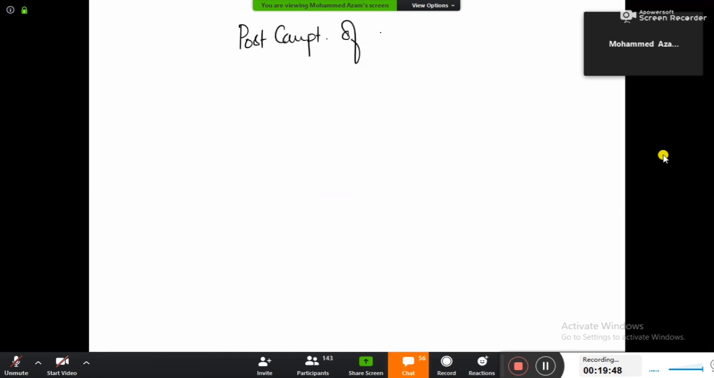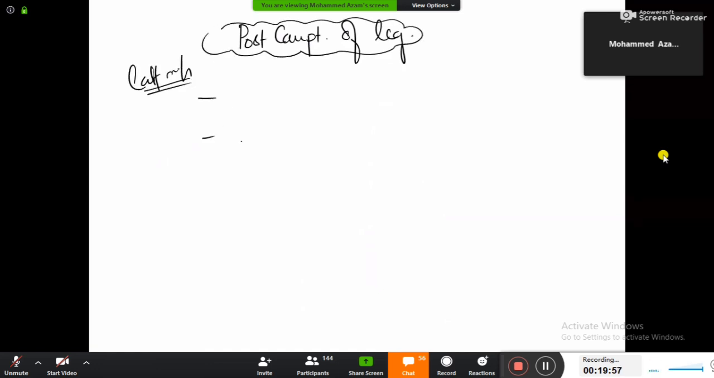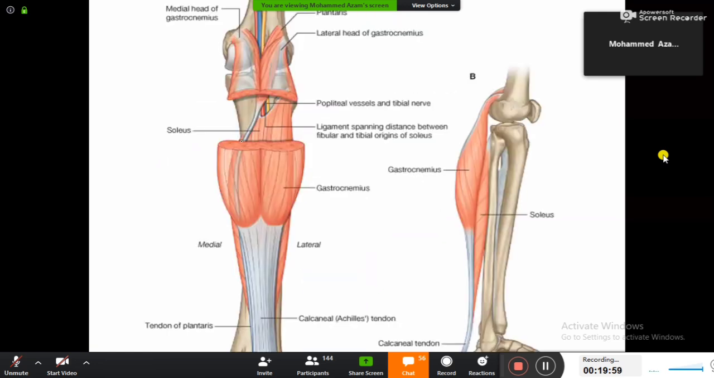Posterior compartment of leg. In the posterior compartment of the leg, you'll have the calf muscles. And in the calf muscles, I don't know why, every student knows these two muscles perfectly, guys. Which two muscles? You are able to see these two muscles here.